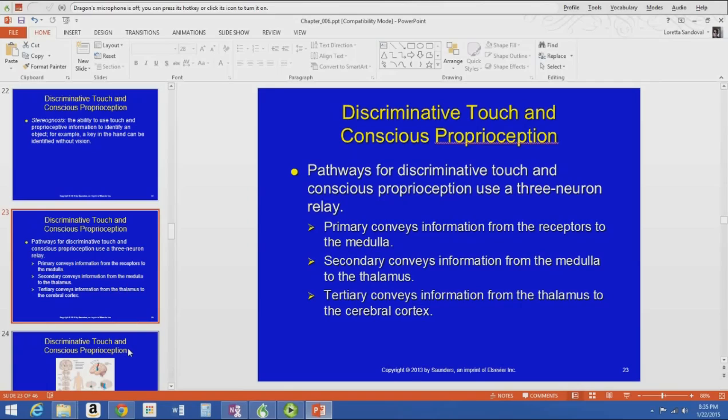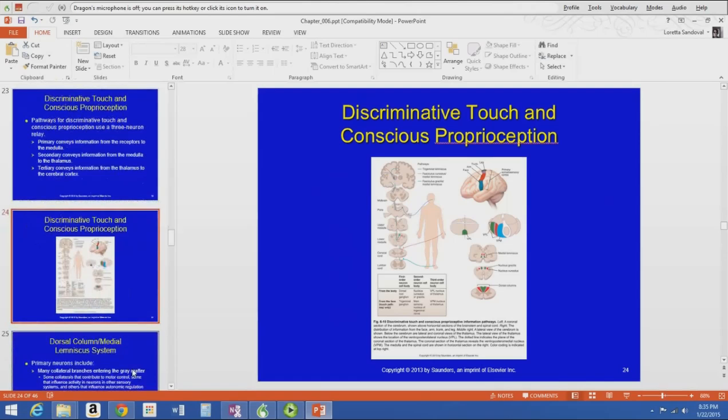The pathways for discriminative touch and conscious proprioception use a 3-neuron relay. The primary or first order neuron conveys information from the receptors to the medulla. The secondary or second order neuron conveys information from the medulla to the thalamus, and the tertiary or third order neuron conveys information from the thalamus to the cerebral cortex. So it's a 3-neuron chain that takes it from your fingertips to your brain. There's one of the figures from the book here that shows the pathway.